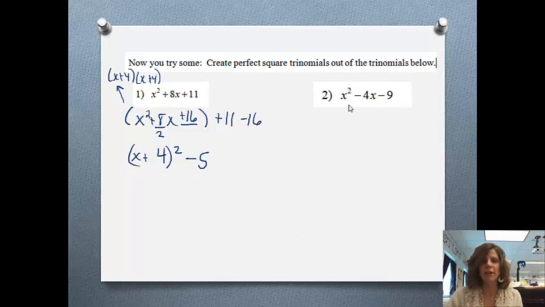All right, the next thing that we're going to do, let's try this. It would be great if you paused the video at this point in time and tried it on your own and see how you do.